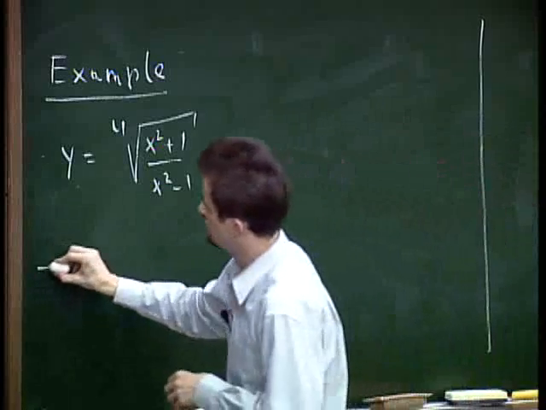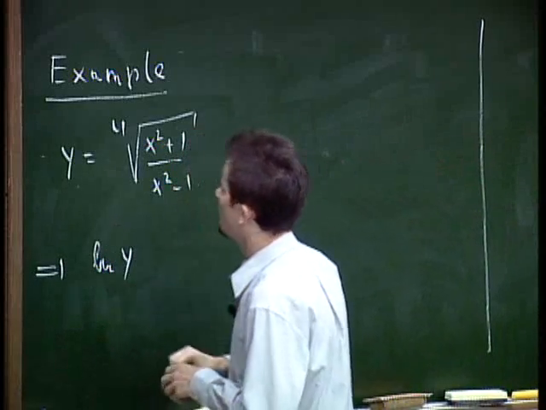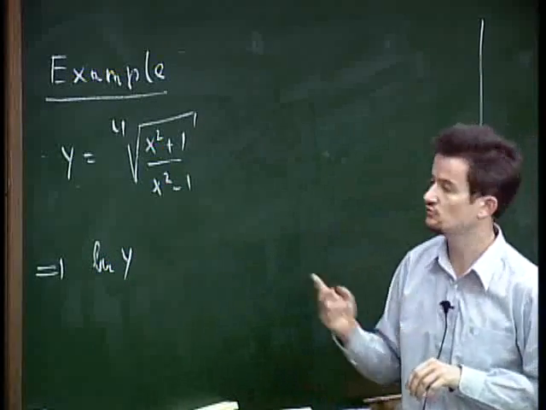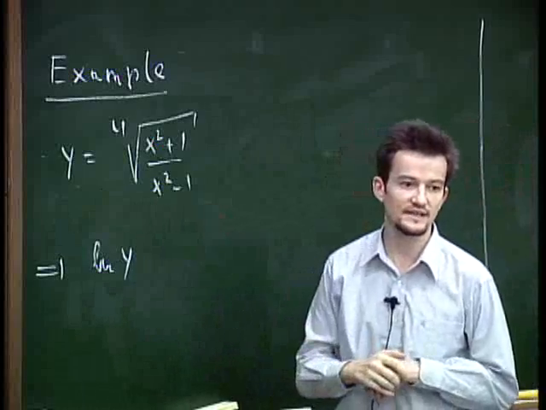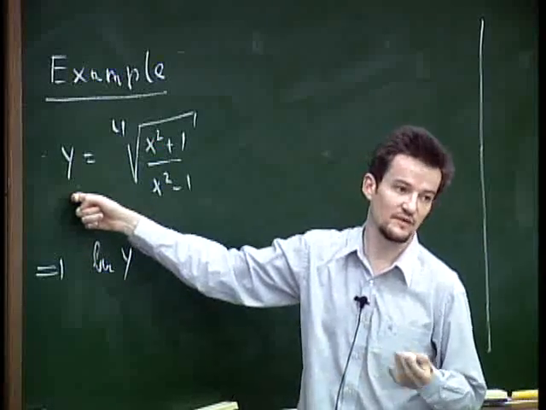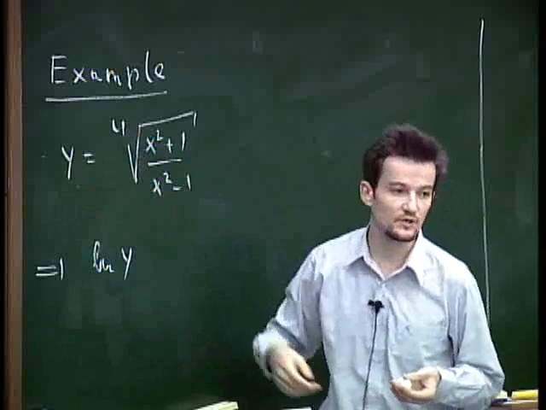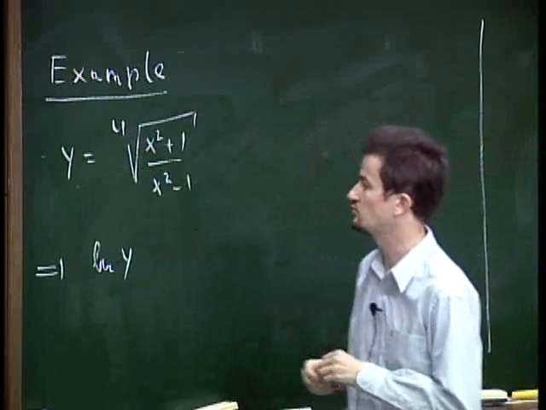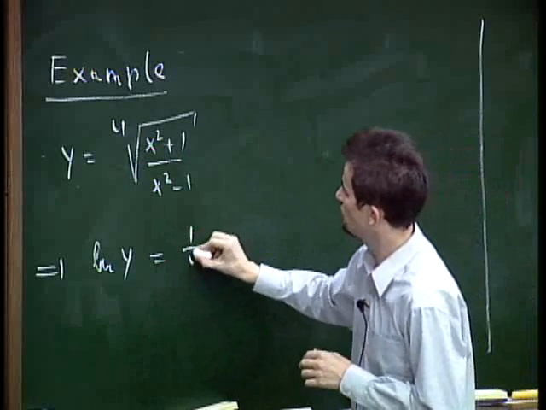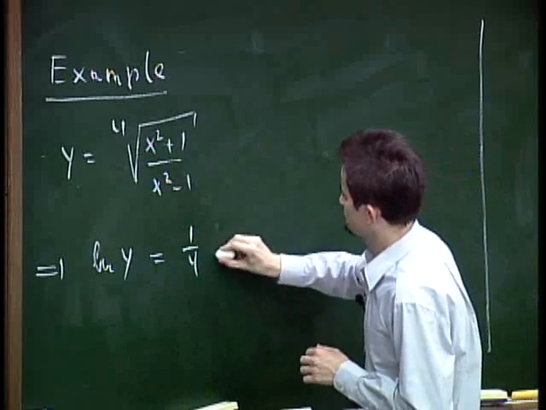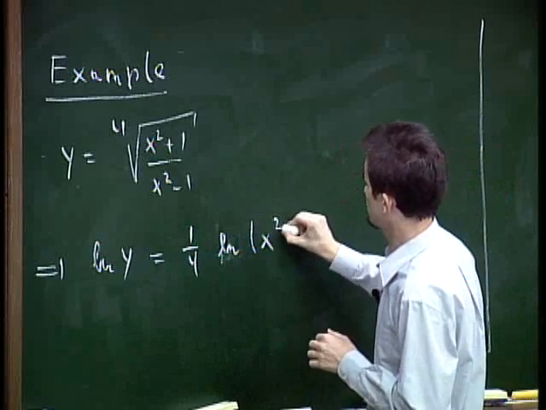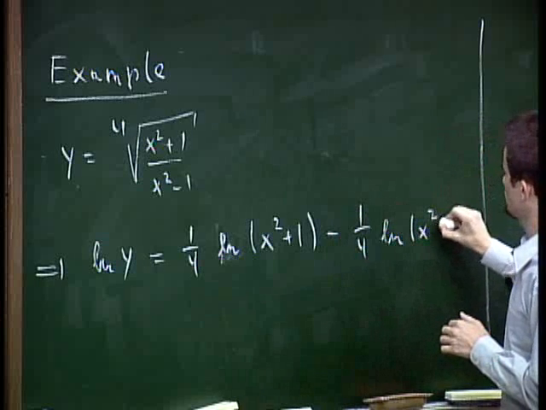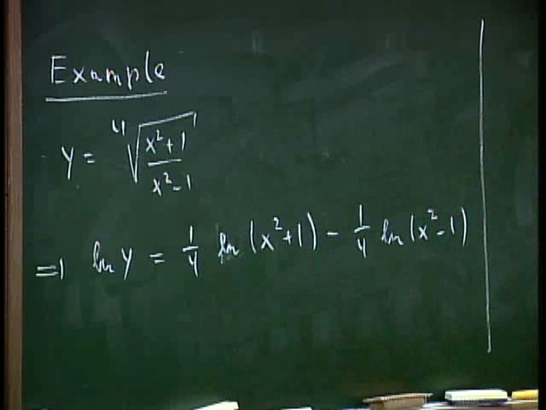Sometimes you have to be careful when taking the logarithm on both sides, namely in cases where y is also negative for some x. But there is no danger here because you have the fourth root, so y will always be positive, and you can take the logarithm on both sides. Then you have 1 over 4 ln of x squared plus 1 minus 1 over 4 ln of x squared minus 1. And now you see it's easy to compute.